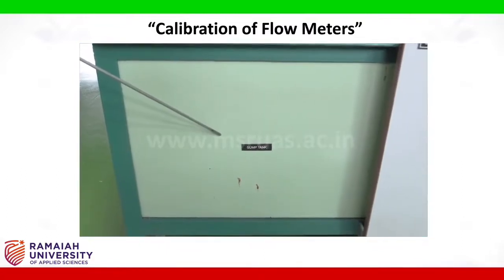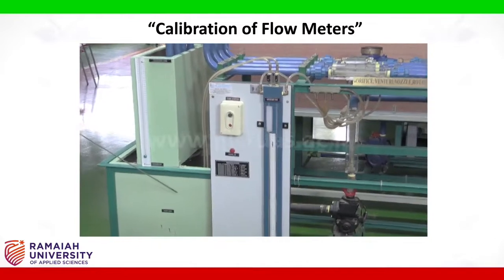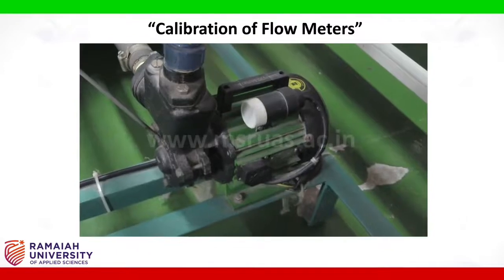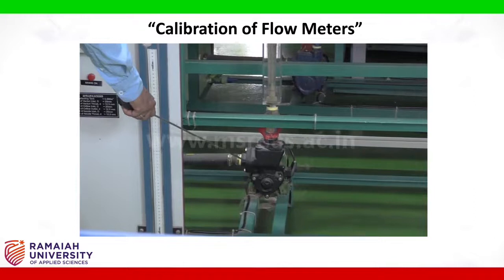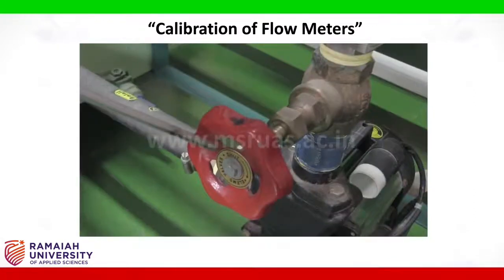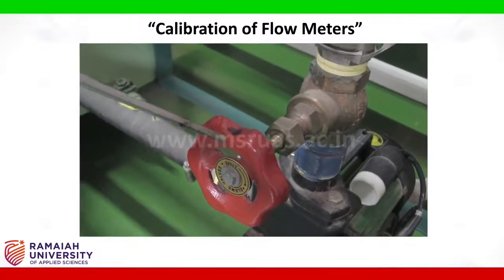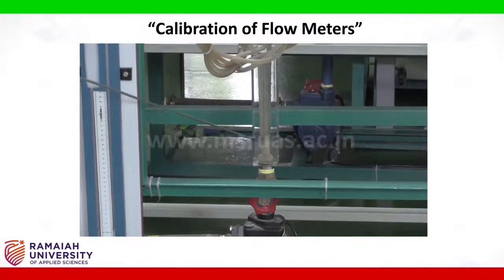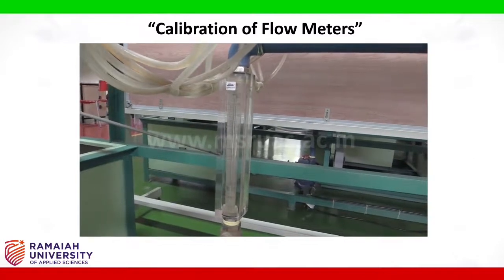where the water is being stored. From the collection tank, it is connected to a centrifugal pump to pump the water through the circuit. At the downstream of the pump, we have a discharge valve to control the flow rate of the water through the circuit. From the discharge valve, it is connected to a rotameter which indicates the flow rate through the circuit.